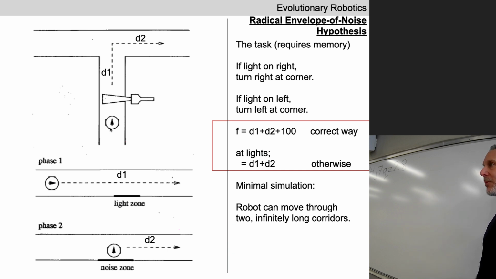controllers for this robot until every time you flash on the left, when it gets to the junction, it turns to the left, and every time you flash on the right, it turns to the right. If you're able to evolve a controller to do that, obviously that controller must have memory. It must have recurrent connections, and evolution must have tuned those recurrent connections to allow the robot to remember to which side it saw the light on.